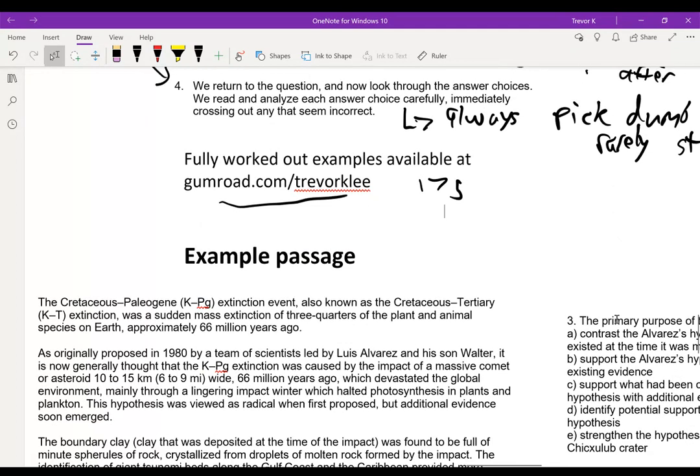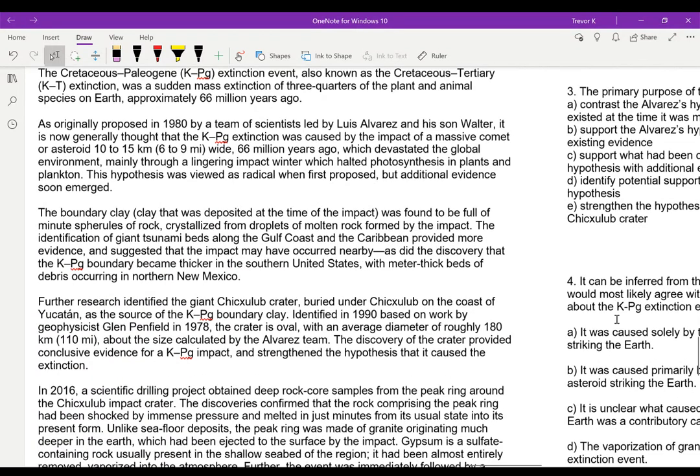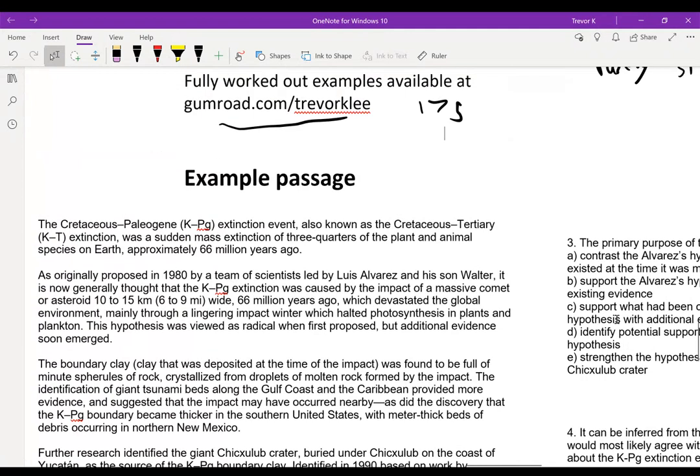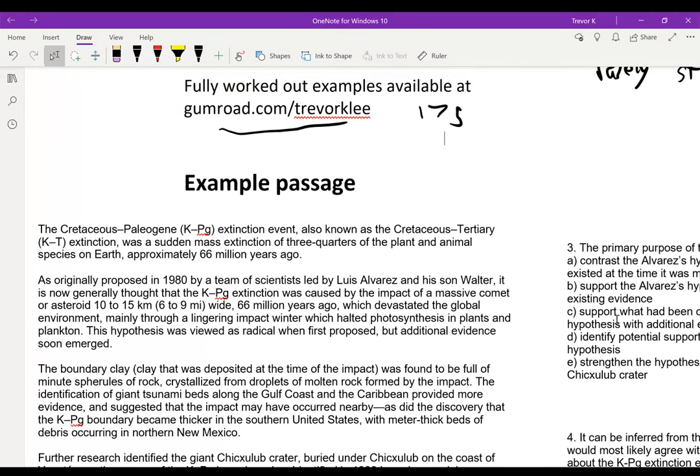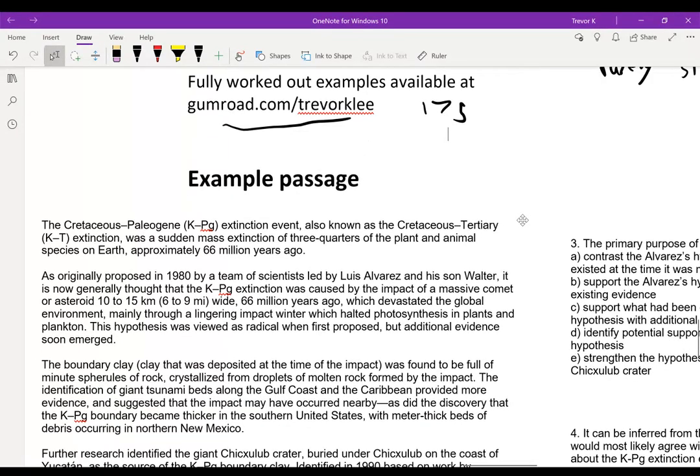Now, here's my example passage. As you can probably see pretty much immediately, this is a science passage. This is a long science passage, not a paired passage. So let's go through it. So what's our step 1? Well, step 1 is skim. So let's skim enough to get the main point of the passage. So skimming, as I said, first sentence, last sentence.